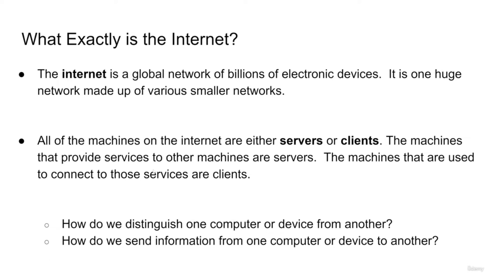Now, all of the machines on the internet are either what we call servers or clients. So the machines that provide services to other machines, these are known as servers. And the machines that are used to connect to those servers are clients. So like your laptop or your computer at your house that you use to get on the internet and Google things, that is a client. And when you are Googling something and you're asking for information, what you're doing is you are connecting to a Google server somewhere.